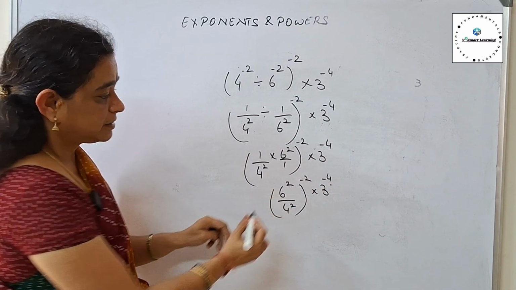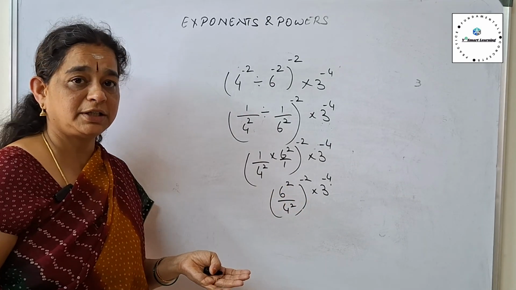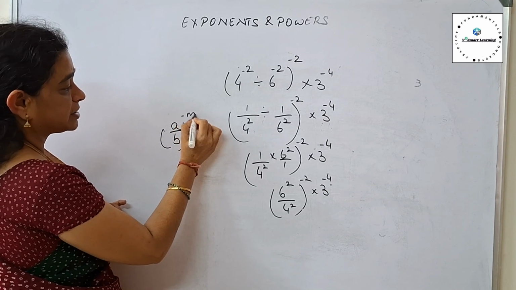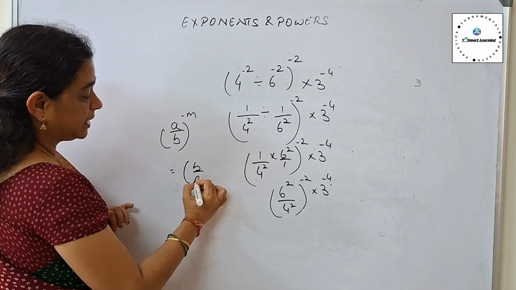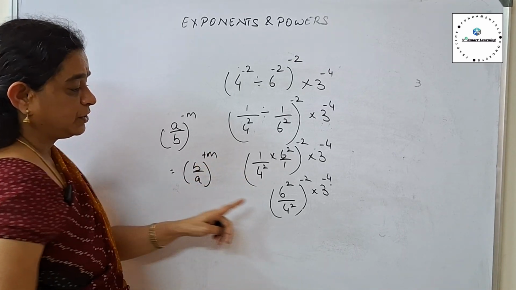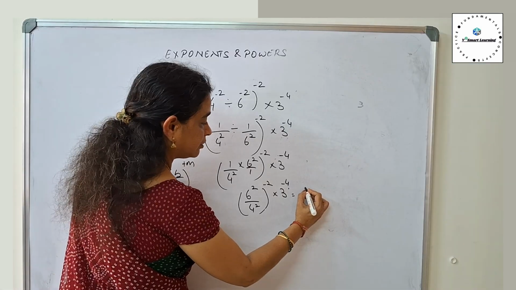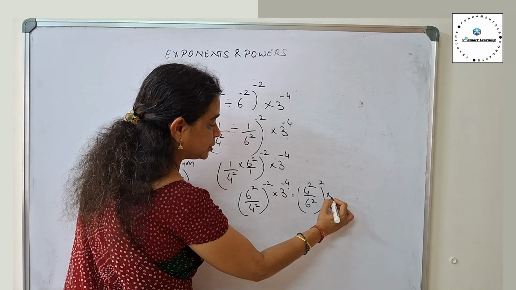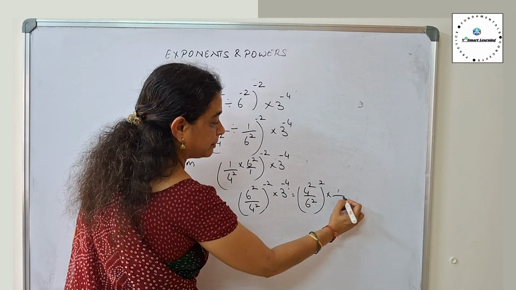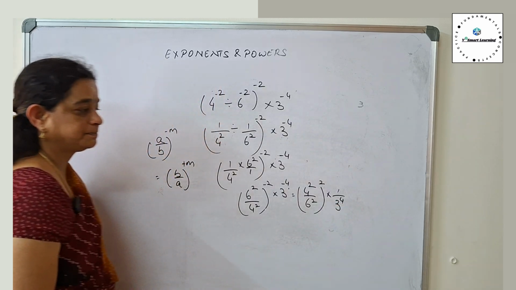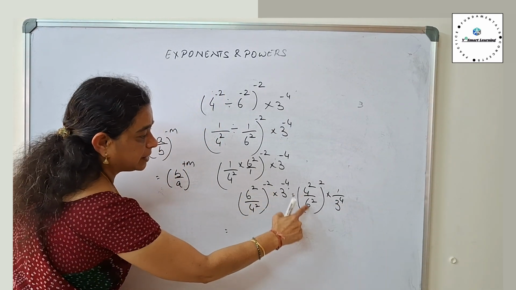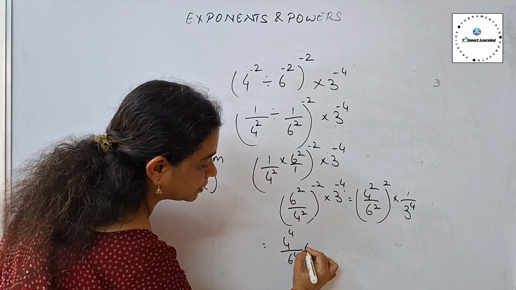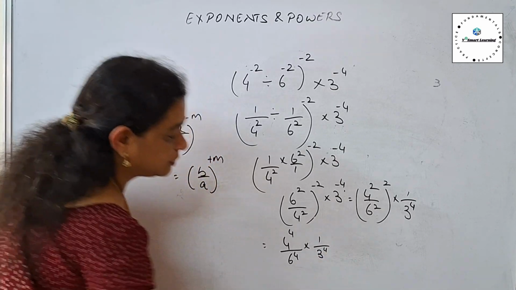Now you see this is a negative power. So how do I convert it into a positive power? We know (a/b)^-m is equal to (b/a)^m. So we apply the same thing here. We write (4 squared by 6 squared) whole to the power of 2, into, now I convert this into 1 by 3 to the power of 4. So this becomes (a/b)^m, which is 4 to the power of 4 by 6 to the power of 4, into 1 by 3 to the power of 4.